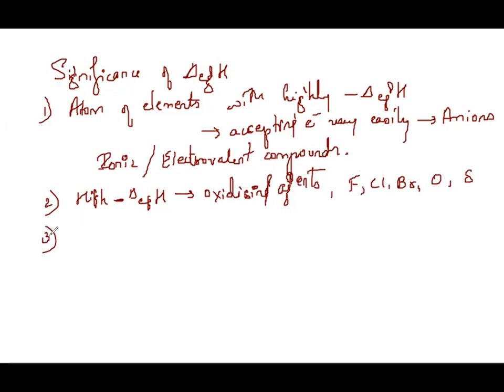Yes, on the basis of the general trend of ionization energy and electron gain enthalpy, you can speak about metallic and non-metallic characters. What is all about this metallic and non-metallic character? Explanation I'll give you after a few slides. So we can discuss all these points if we know electron gain enthalpy. So that is the significance of electron gain enthalpy.